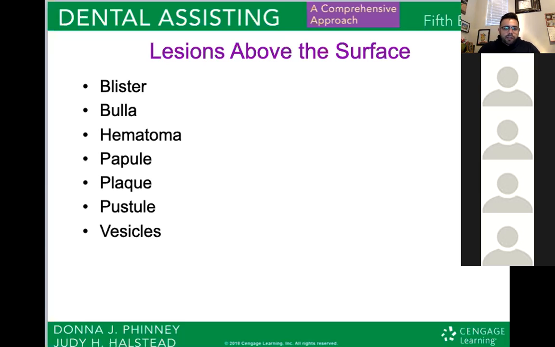A pustule is a small pus-containing blister. A person may see a pustule during a non-infective acne. A pustule at the end of the eyelash follicle is known as a stye. So there are different types of pustules. Vesicles are just small fluid-filled blisters.